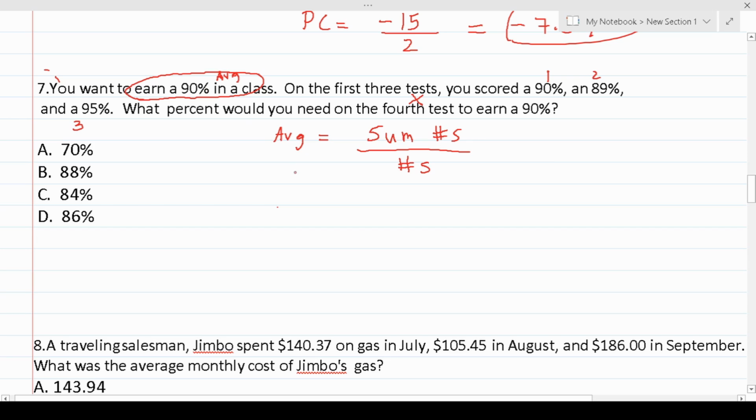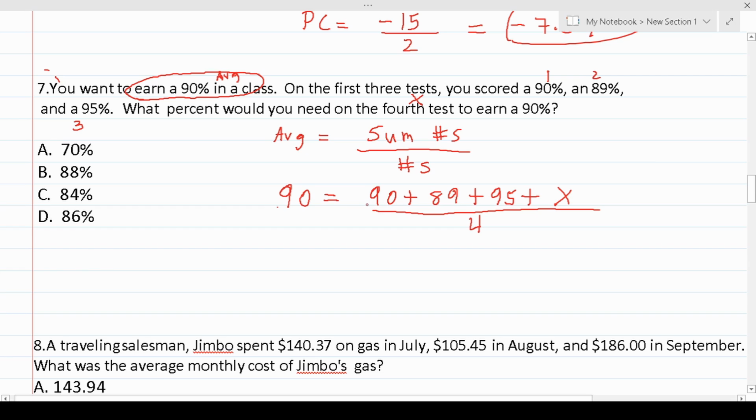Again, we know you want a 90% average in this class. So in place of average, I'm going to put 90. And now we're going to sum all the data points. So that's going to be 90 plus 89 plus 95 plus that unknown 4th data point is X. Again, that's the score on your 4th test. And again, this is over the number of data points there are. There's 1, 2, 3, 4, including the unknown one. By figuring this out, we'll be able to solve for X.